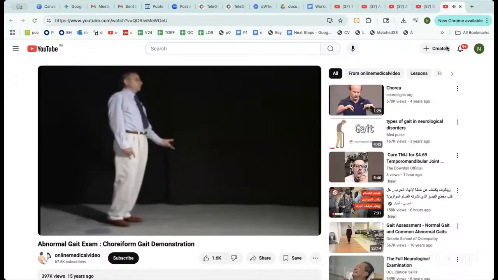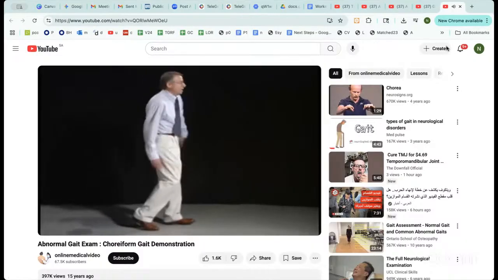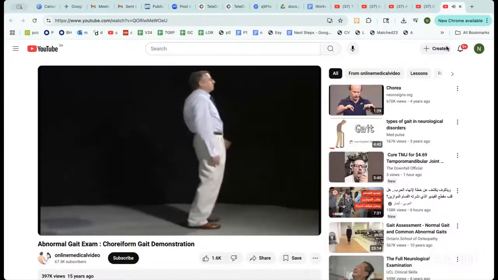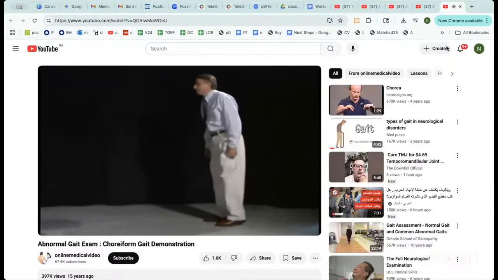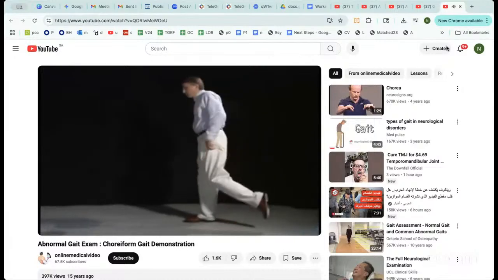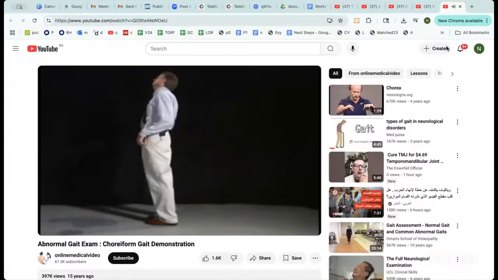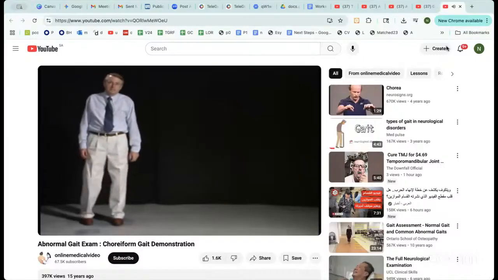And so the patient attempts to walk, and you get the superimposition of the movements, but the patient doesn't actually fall because the balance is not affected. You just have these involuntary movements that are now being superimposed on the gait.